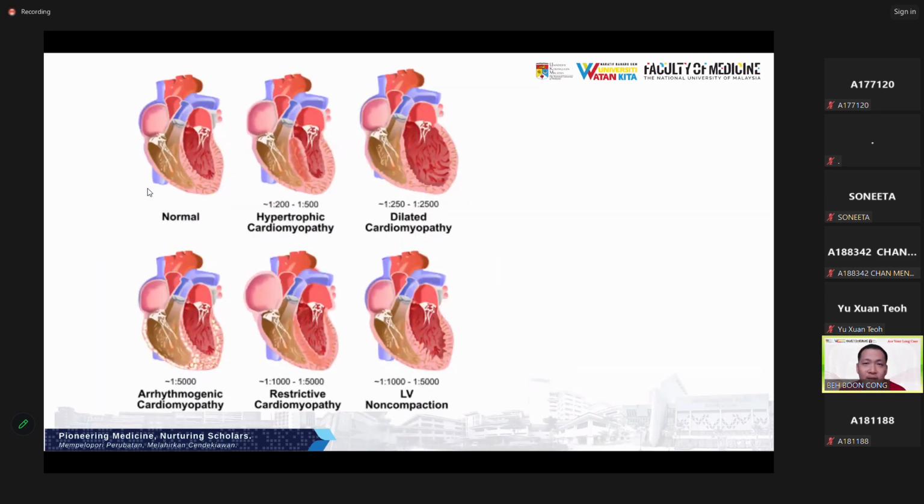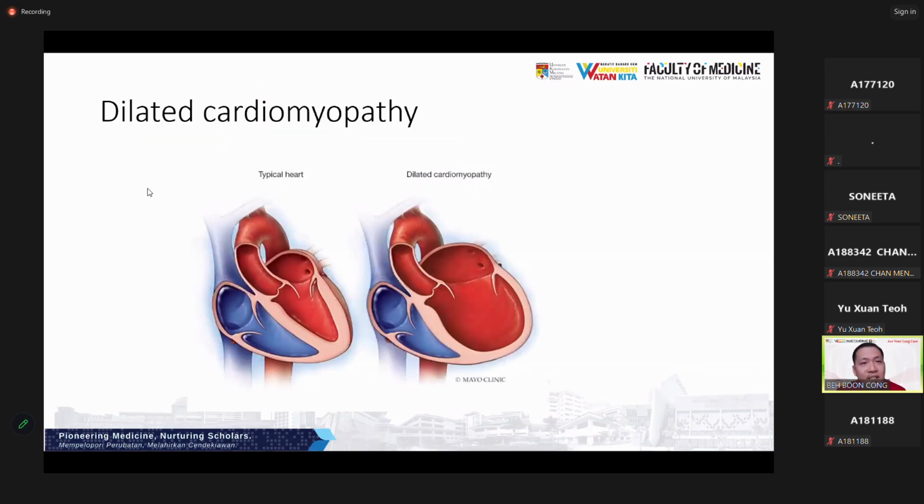If you look at the previous classification, you have different types of cardiomyopathy. Hypertrophic, meaning the muscle is very thick. Dilated cardiomyopathy, meaning the muscle is either thin or thick, causing dilated cardiomyopathy. Arrhythmogenic cardiomyopathy, which can be right heart or left heart. Restrictive, meaning the heart is very stiff. And LV non-compaction, which was recently removed from the classification of cardiomyopathy. So first we start off with dilated cardiomyopathy, meaning the LV chamber is dilated.